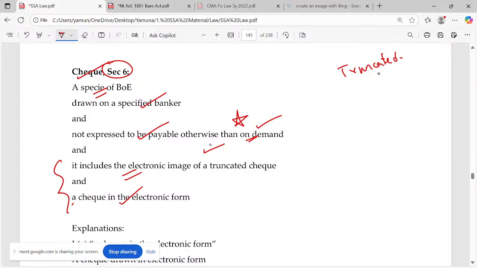So we have two types of check. One is truncated check and one is e-check. E-check will not be used. Okay. E-check has not yet reached the normal public.